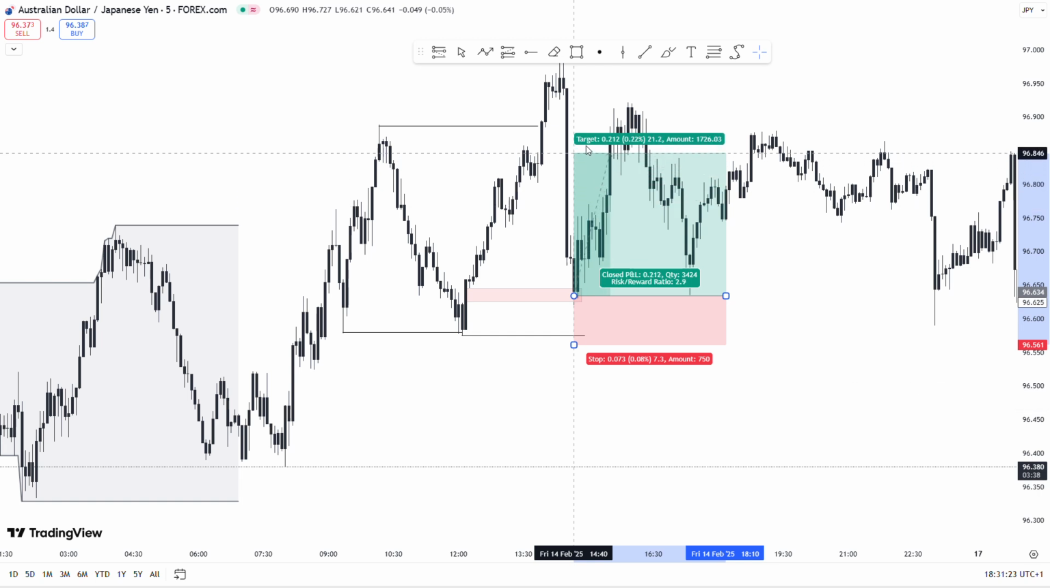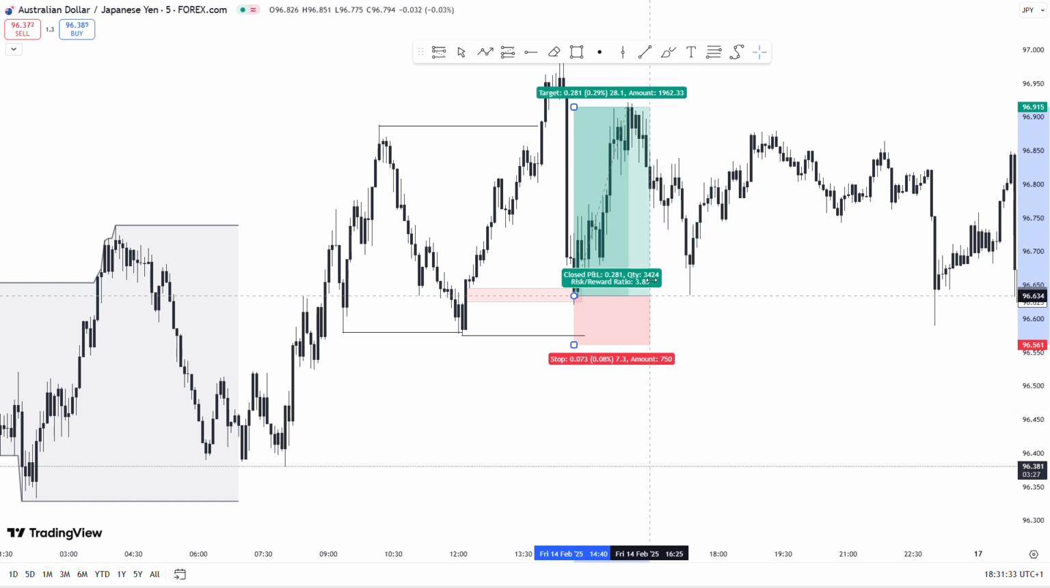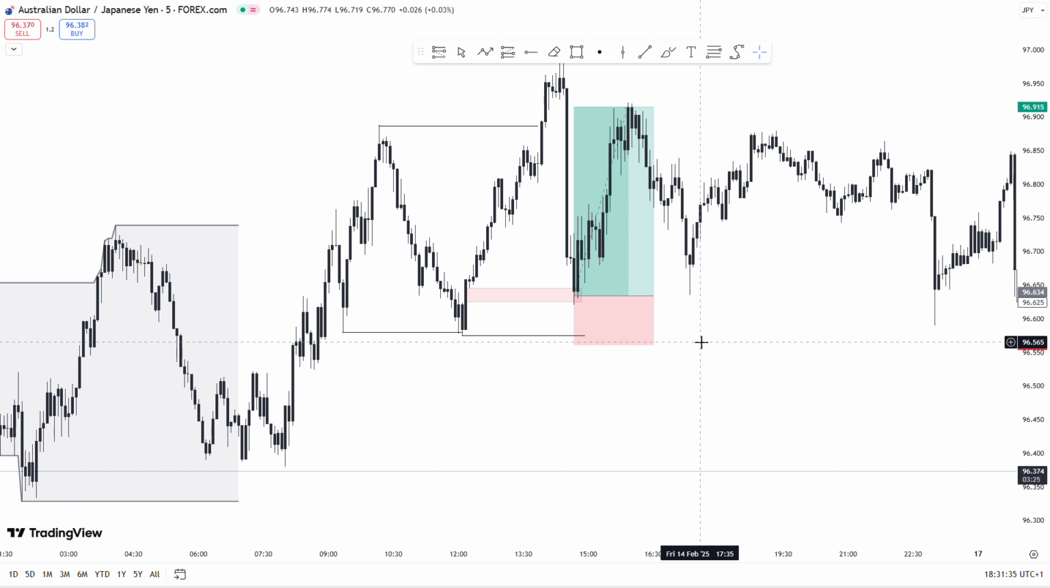Let's see if we get 3 RR. As you can see, we nearly aced about 3.8 RR on this trade. But please always put your TP and SL in place, and watch market play out. Manage your trades at all.